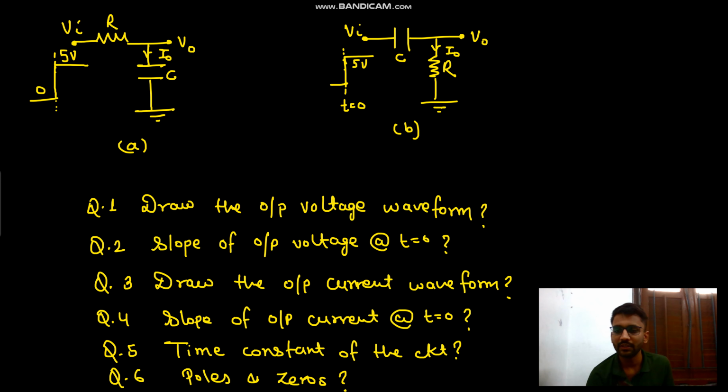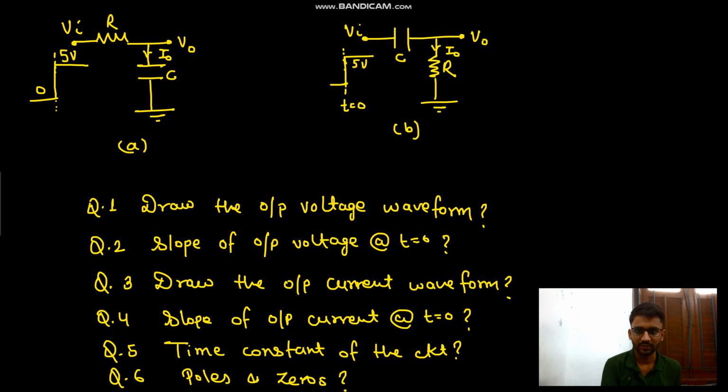Hello everyone. So now we will see this question where there are 6 questions written. These two are the circuits, circuit A and circuit B. You have to draw the output waveform. You should tell the slope of output at t equals to 0. Then output current waveform, again the slope, time constant, and poles and 0.